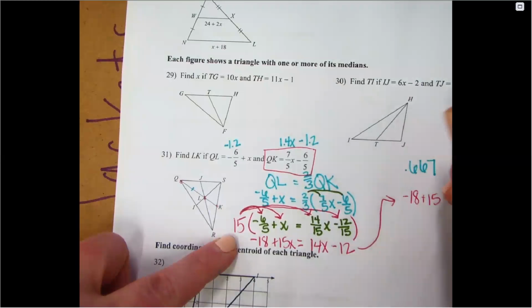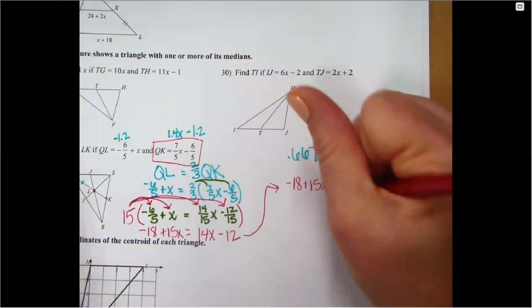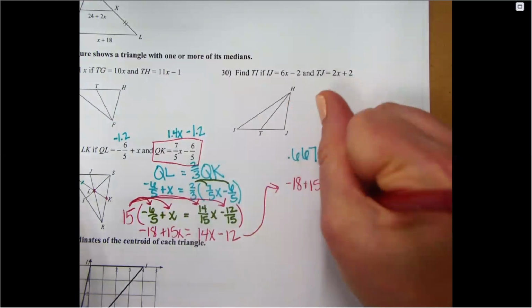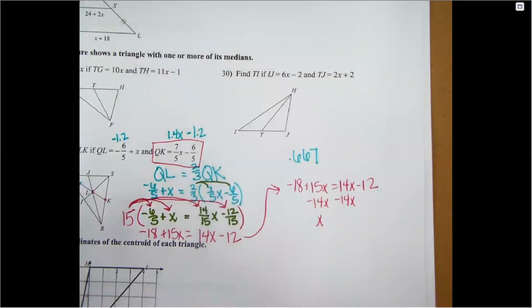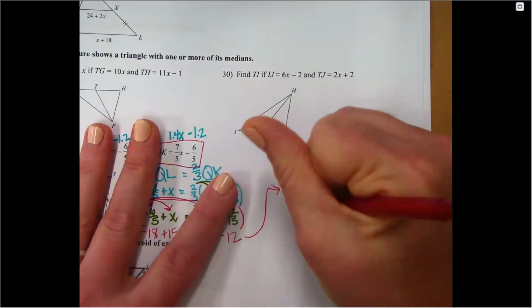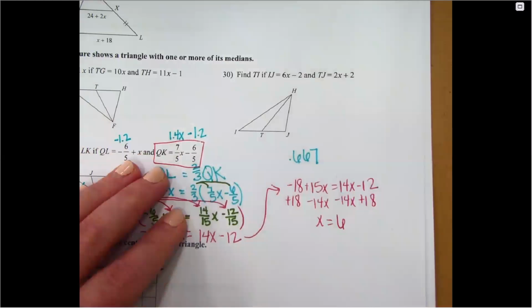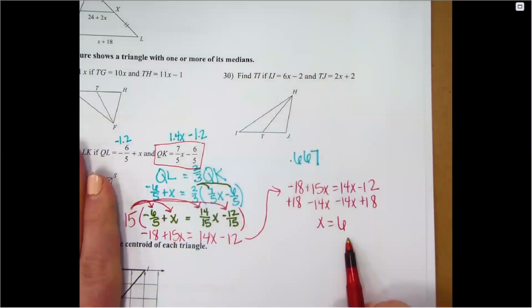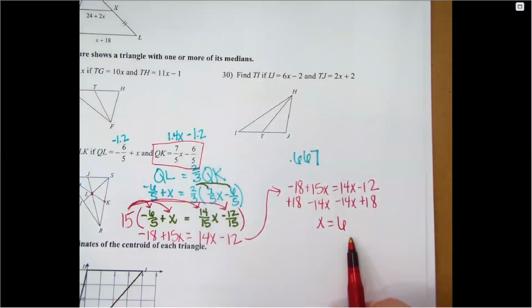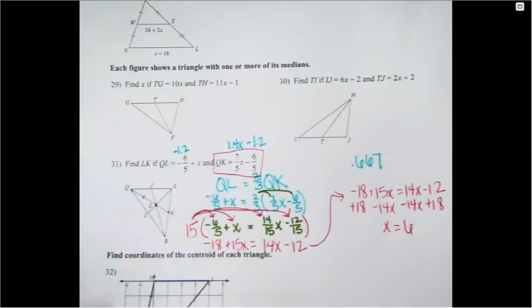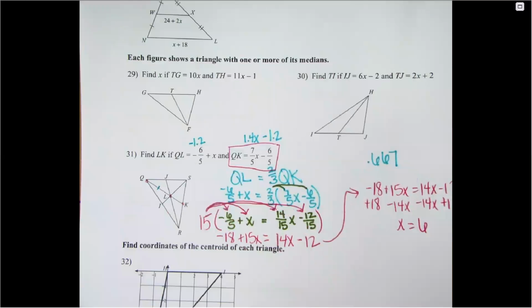So I'm going to start by subtracting 14x, which is just going to give me x, and I'm going to add 18, which gives me 6. So that gives us x equals 6. Now, from there, we're going to take that and figure out the lengths of something, because your answer wants to know LK.